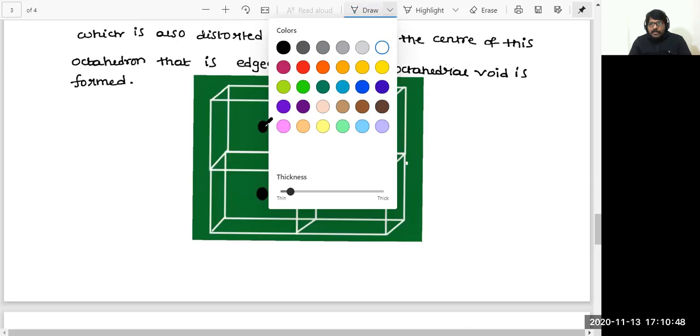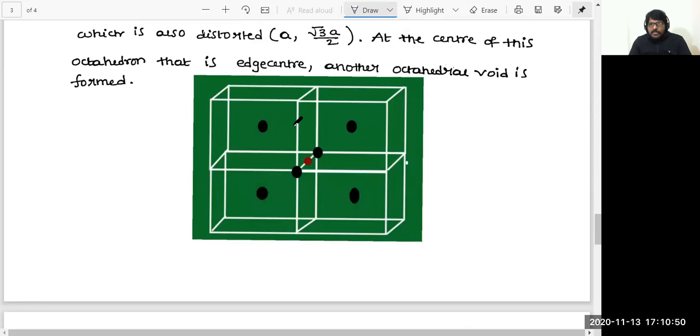And here now you can see this is the square with the 4 body centers. This is the center of the square. This is one pyramid. This is another pyramid. What happened? Square bipyramidal.